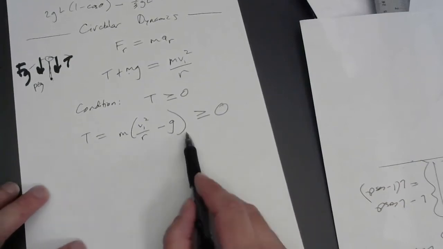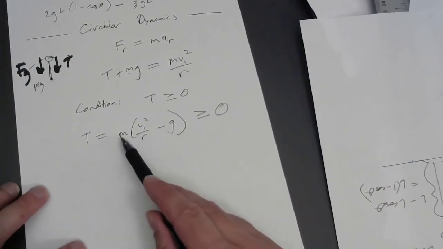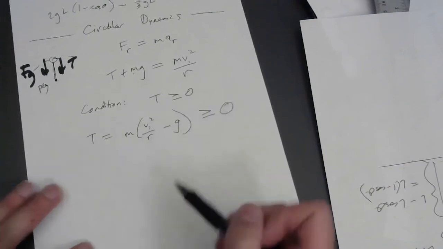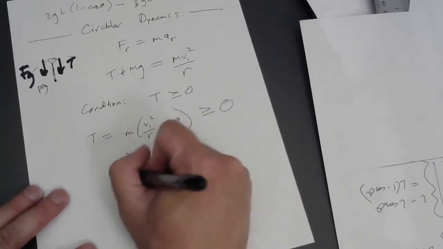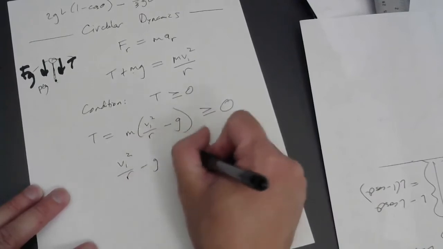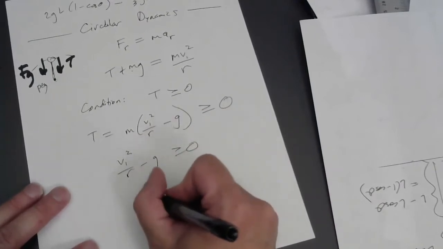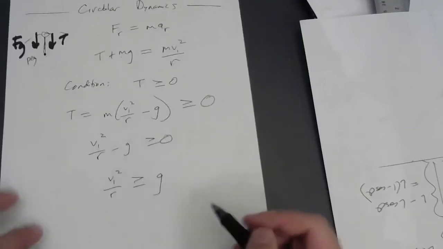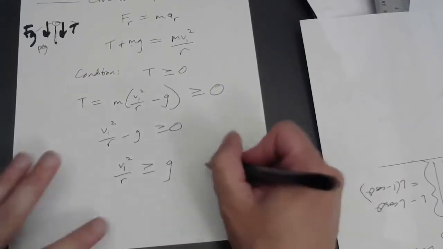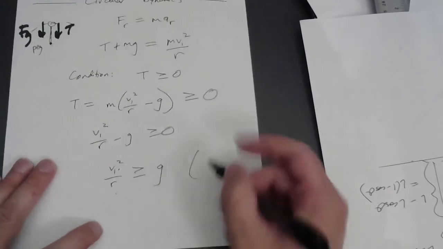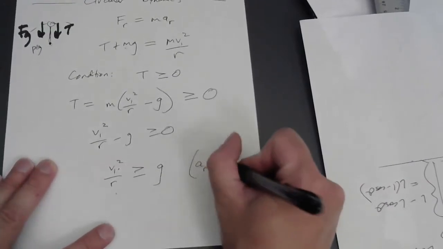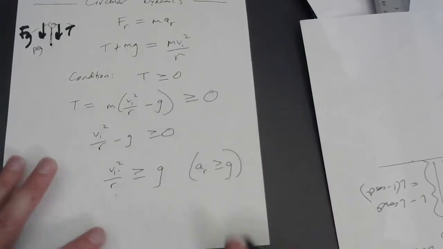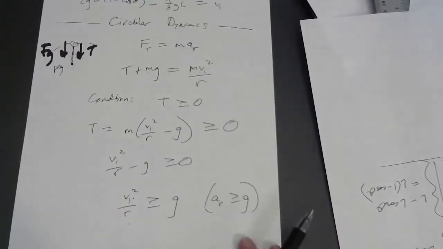This is the tension in terms of these other quantities. Well, see how we could just divide m from both sides of the equation. What we're really saying is that v1 squared over r minus g has to be greater than or equal to 0. Or in other words, v1 squared over r has to be greater than or equal to g. And that's a very nice result. We've seen this before. V squared over r, that is the centripetal acceleration. So the centripetal acceleration really needs to be greater than or equal to the free fall acceleration.